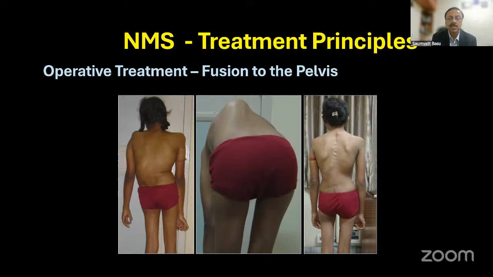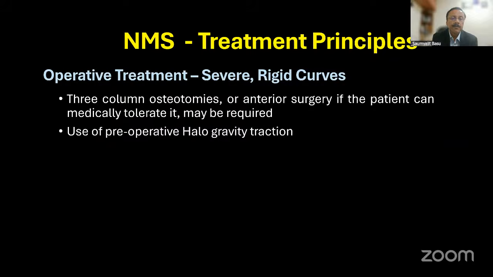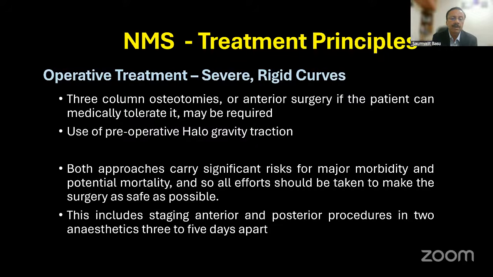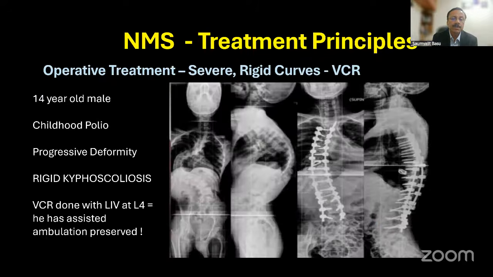But this is something which should be kept in mind, that for walkers, have a very strong discussion with the patient and the patient's relatives before you fuse them down to the pelvis. For severe rigid curves, you might use 3-column osteotomies or halo-gravity traction. This is a patient who is a walker. Polio, 14-year-old male, childhood polio, progressive deformity, very rigid. As you can see, the kyphosis is also very rigid. And this is a VCR I did for him. This is the cage over which I corrected after taking out the entire vertebra.